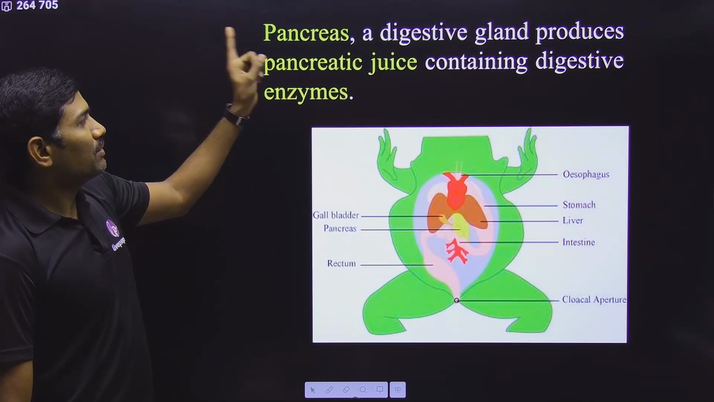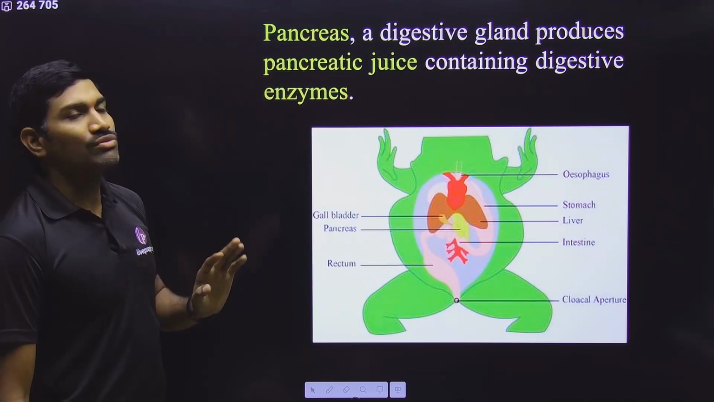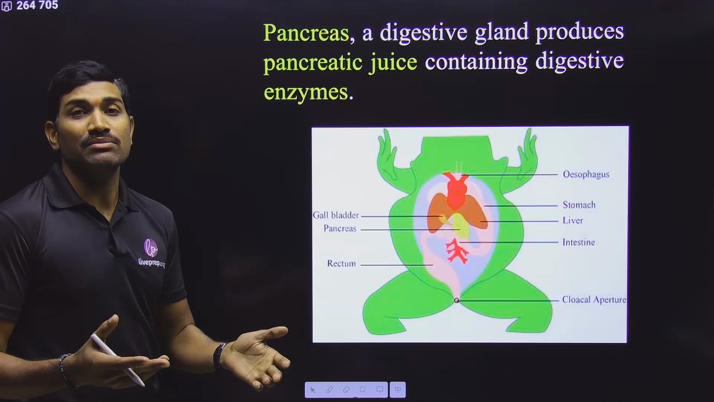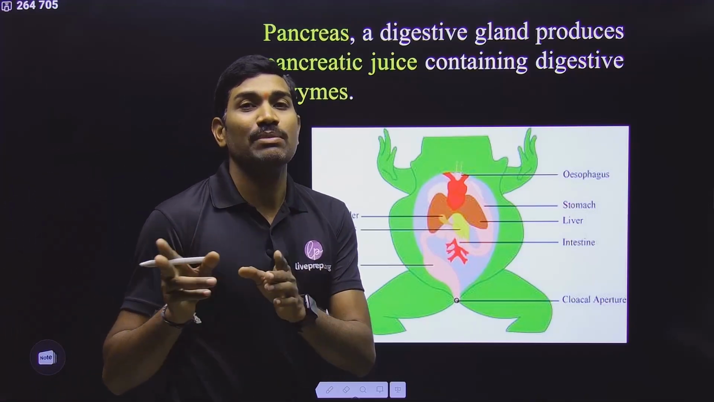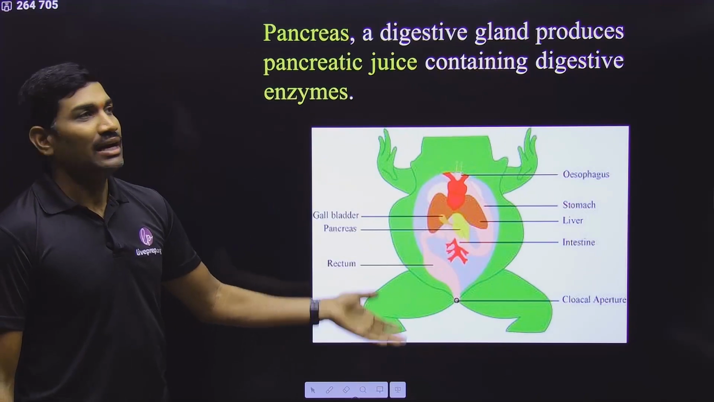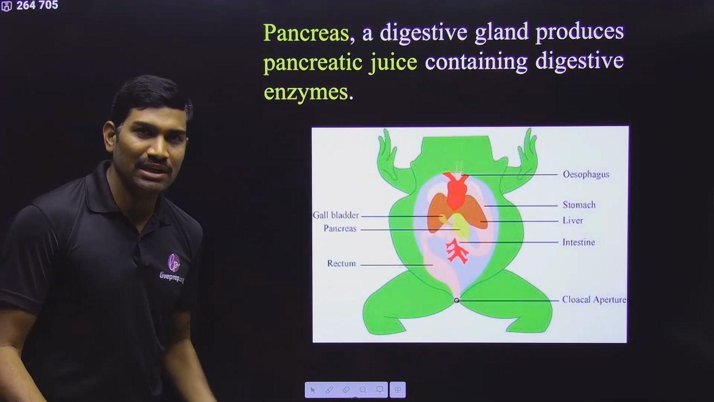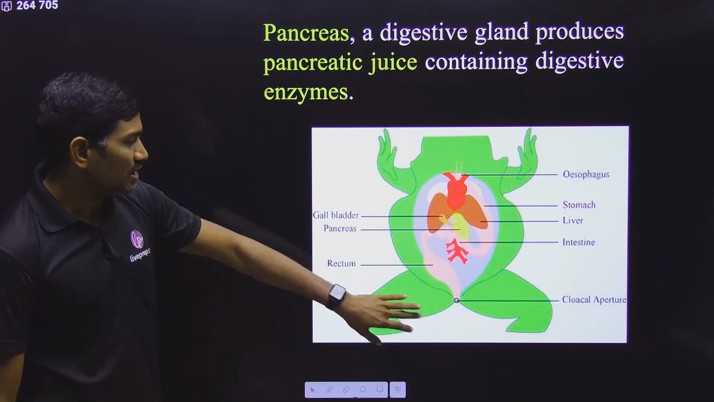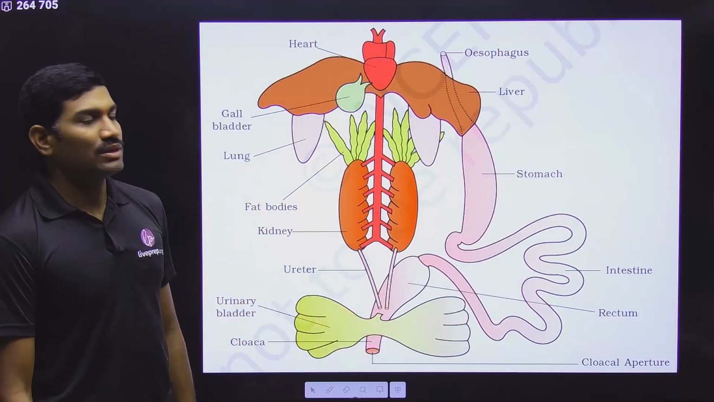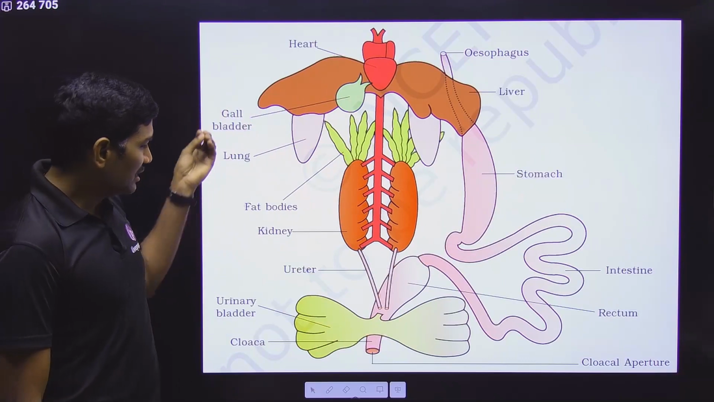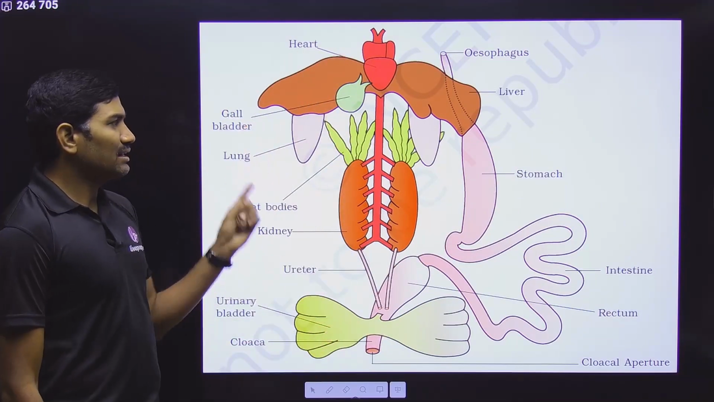Next one, from the pancreas, pancreatic juice will be released into the duodenum, and the same information is applicable for humans also. Exactly the same information for humans. And this pancreatic juice will contain different types of enzymes and many other components. Exactly the same information for humans also. Clear? This is the diagram that they have given in the NCERT. So at least go through each and every part and the labeling and everything.